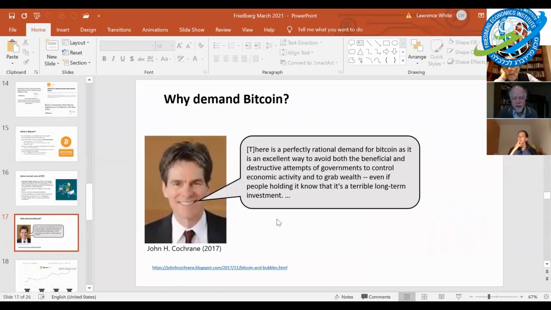So if you ask, why do people demand Bitcoin? Well, a lot of people demand Bitcoin today. Most users of Bitcoin, maybe 95%, maybe 98%, use it as an investment vehicle or as a speculative vehicle. But it can't go on forever that the price continues to rise. And so the economist John Cochrane says, even if it stops being an attractive long-term investment, there's a rational demand for Bitcoin as a way to move money around outside of the government's attempts to control it and grab wealth. So that's the niche use that I've been talking about.